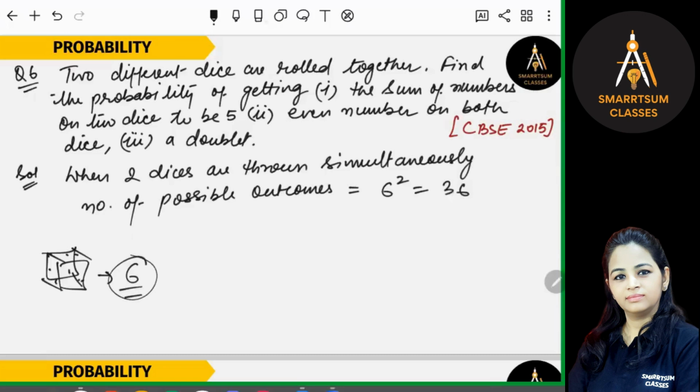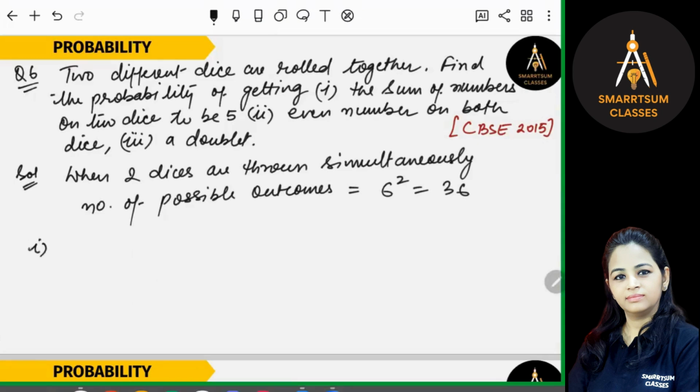So how many total outcomes will be there? 36. However, we are not writing all the 36 outcomes here. We will directly write the favorable outcomes when we find the probability of the events in the given parts. It will take time, so if you want, you can write them down on your own. So there are a total of 36 possible outcomes. Now, let's see the first part.